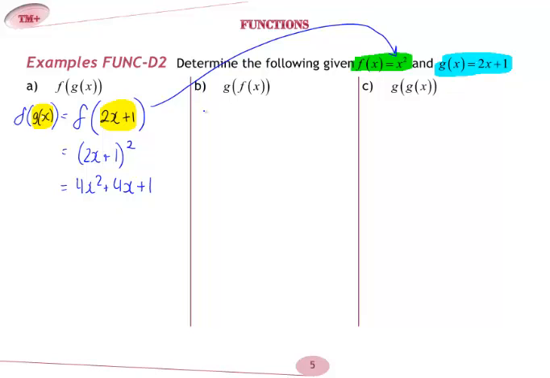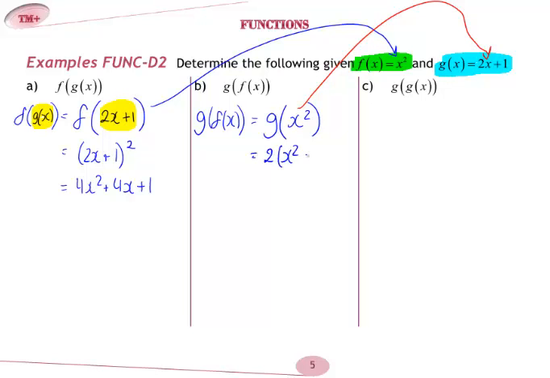Okay, next one, g of f of x. Again, write the g, but in the middle, write what that f of x is. So g of x squared. I now get that x squared, and I'm going to put it where the x is. So that becomes 2 lots of x squared plus 1. So 2x squared plus 1.